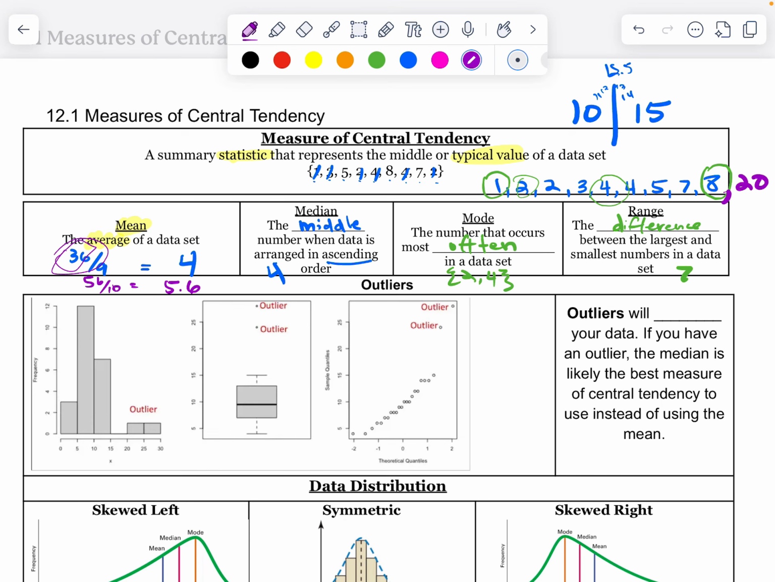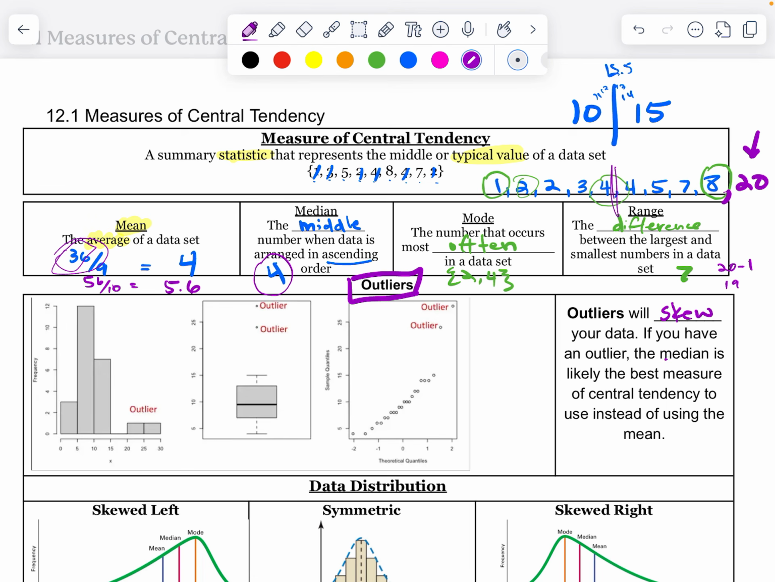Your middle would still be in between 4 and 4, so your median is still 4. Your mode doesn't change. Your range definitely changes, right? Because now it would be 20 minus 1, which is 19. So 20 is what we would call an outlier. An outlier will skew your data. It will make everything look like it's a little different.